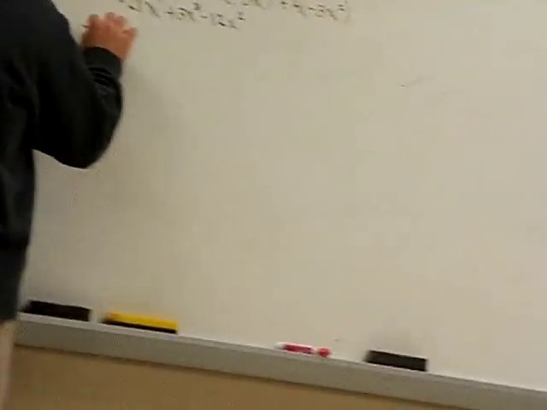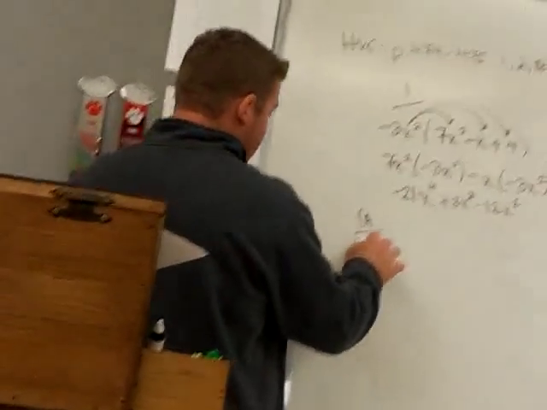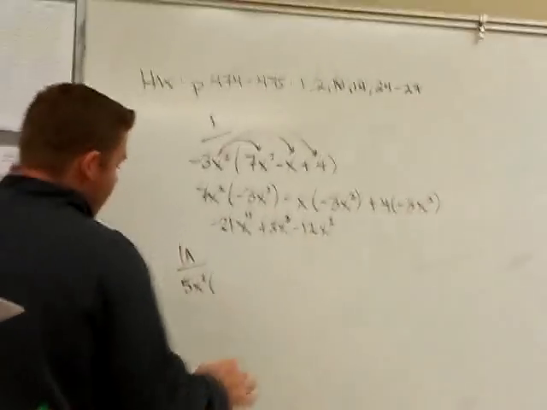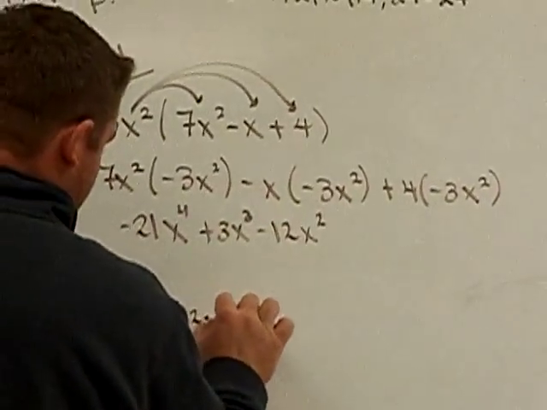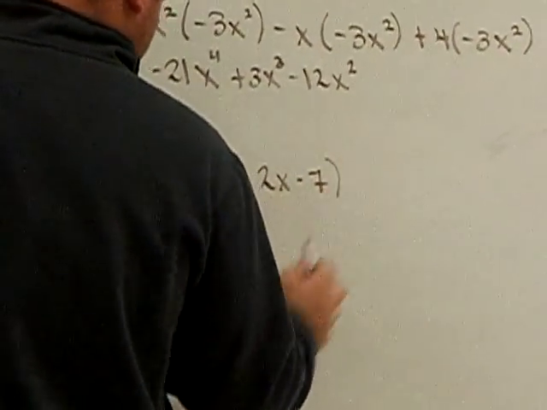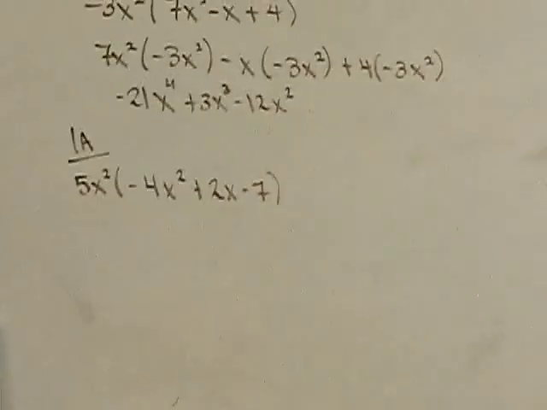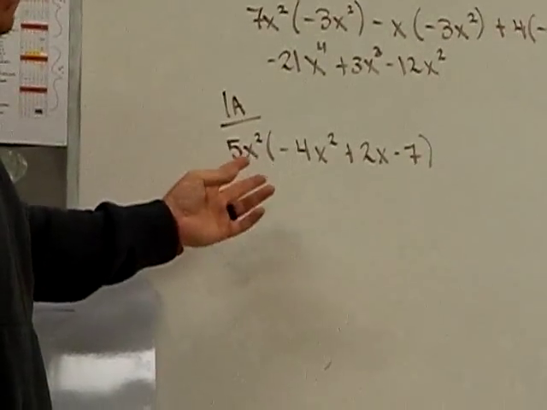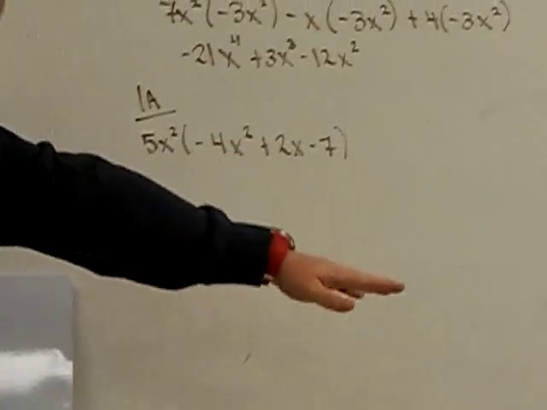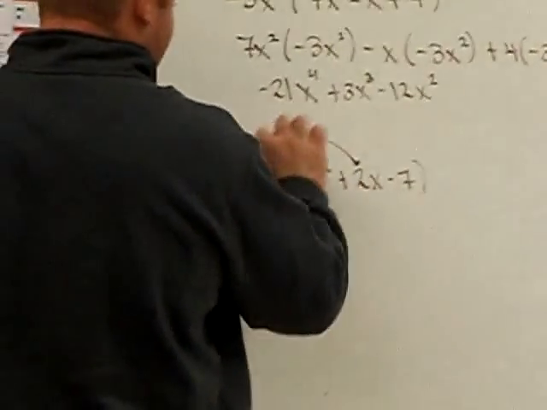Let's look at another one. We have a monomial, 5x squared. We're multiplying by a polynomial, negative 4x squared plus 2x minus 7. Okay? So, same thing we did in number 1. Take the monomial that's outside the parentheses, multiply it by every term inside the parentheses. So, every single term in here is multiplied by 5x squared.